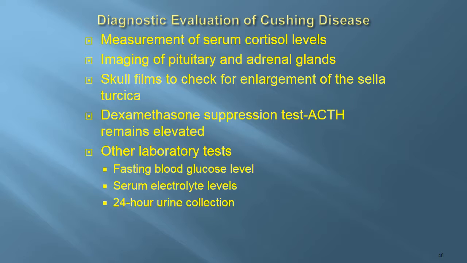Diagnostic evaluation of Cushing disease includes measurement of serum cortisol levels, imaging of the pituitary and adrenal glands, skull films to check for enlargement of the sella turcica, dexamethasone suppression test where the ACTH remains elevated, and other laboratory tests such as fasting blood glucose levels, serum electrolyte levels, and 24-hour urine collections.